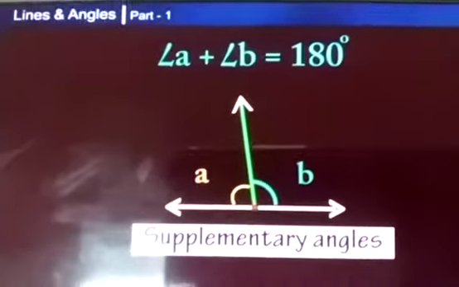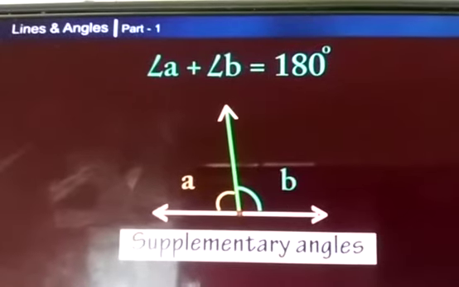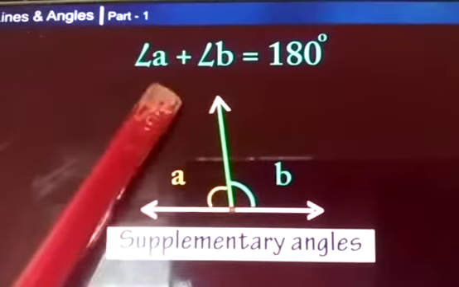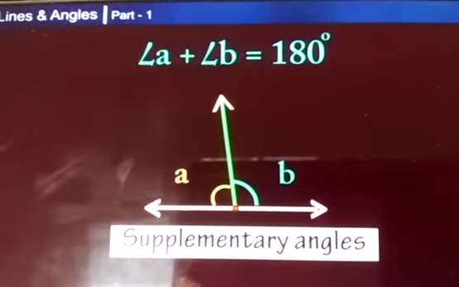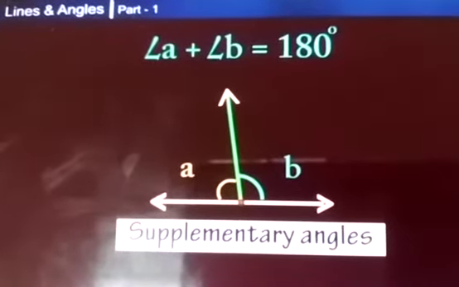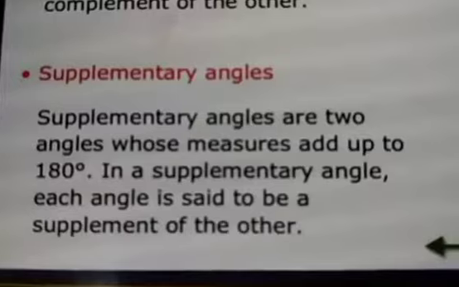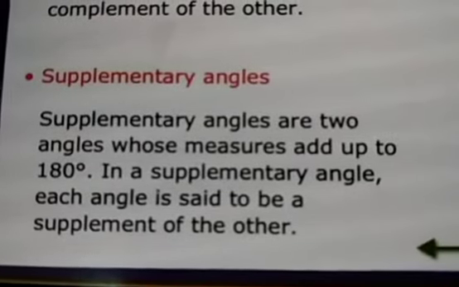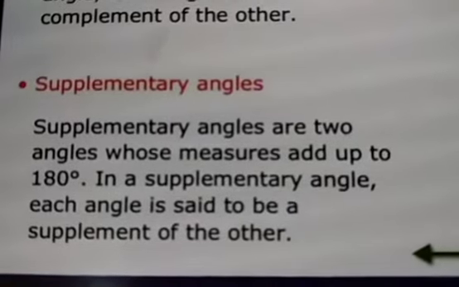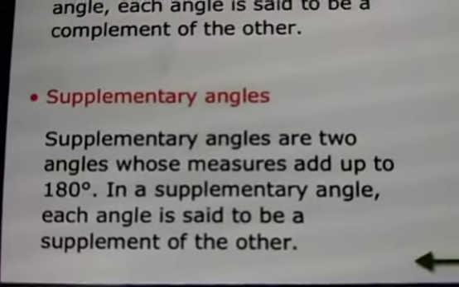The next pair of adjacent angles are supplementary angles. Here what happens, even though these are adjacent angles, the sum of the two adjacent angles is 180 degrees. Then it is known as supplementary angles. If it is 90, it is known as complementary angles. If it is 180, then it is known as supplementary angles. Supplementary angles are two angles whose measures add up to 180 degrees. In a supplementary angle, each angle is said to be a supplement of the other.